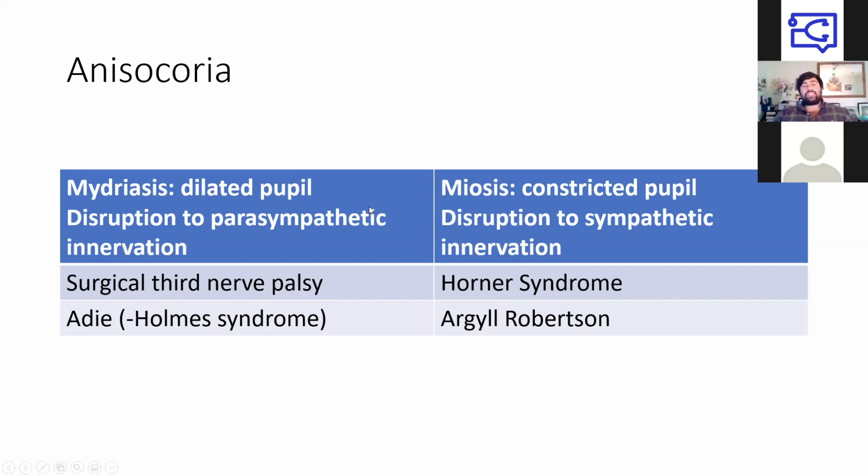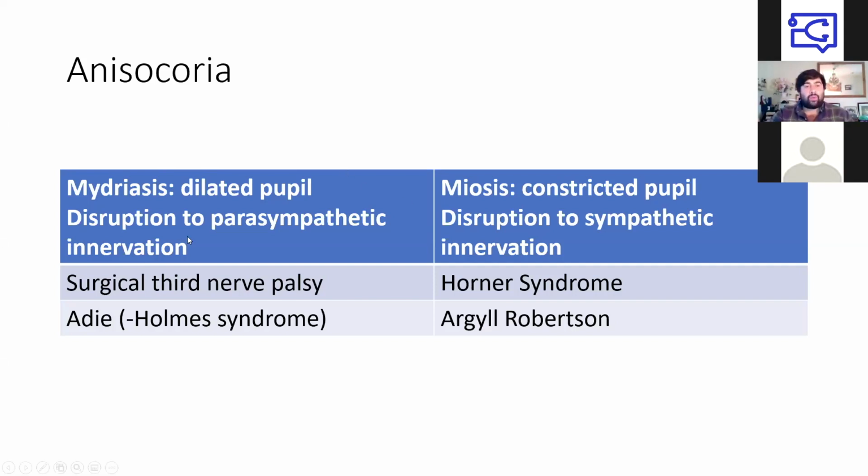So generally, if you see someone with anisochoria, these are the key differentials. If they've got a mydriatic, big, dilated pupil, the key differentials are going to be a third nerve palsy, generally a surgical third nerve palsy, and the Adie pupil, which we've just talked about. If they're miotic, if they've got a small pupil, then you're going to be thinking about Horner syndrome and Argyll Robertson, which is seen in the context of tertiary syphilis. And I'm going to go through each one of these.